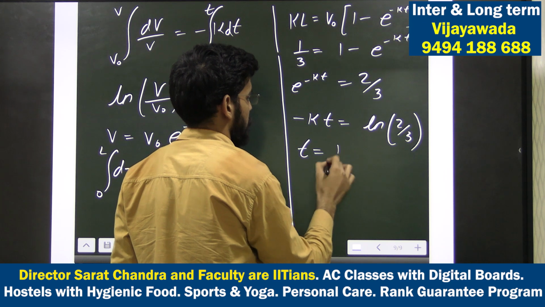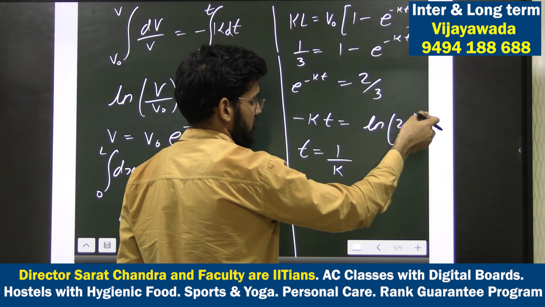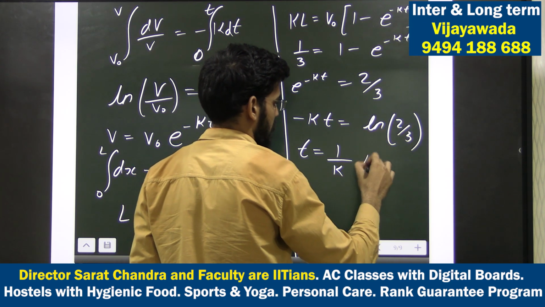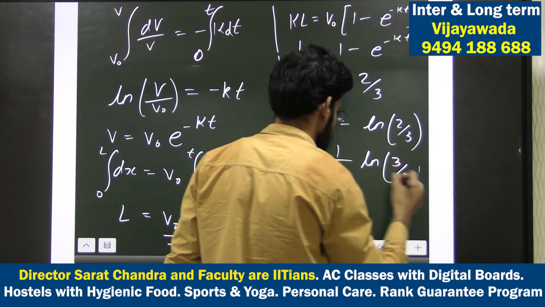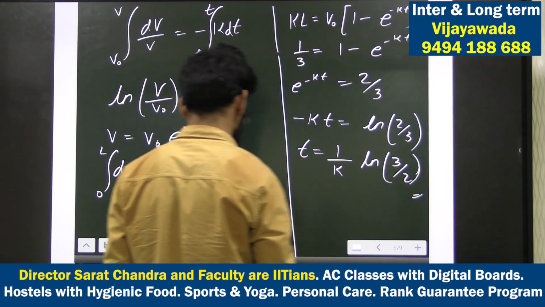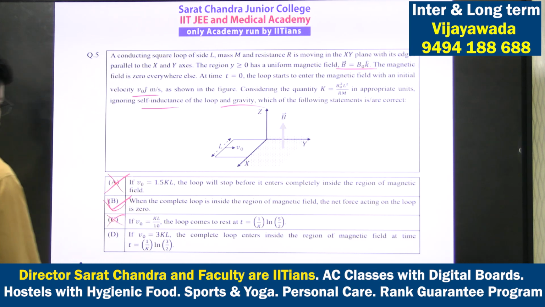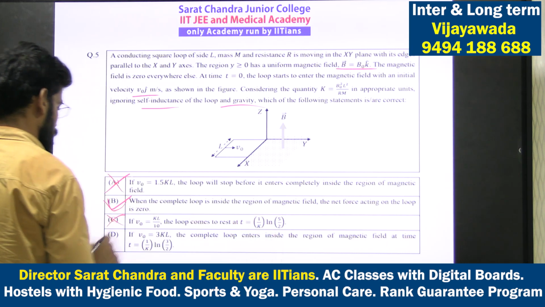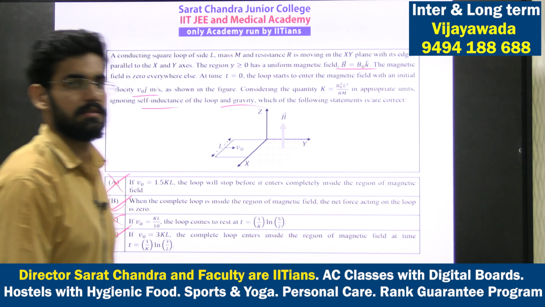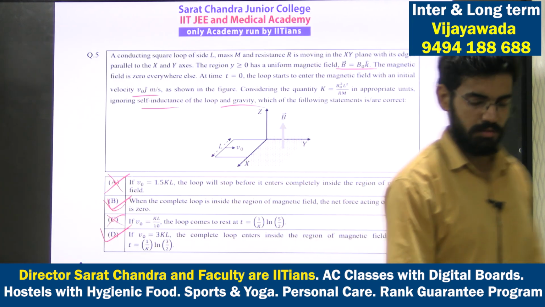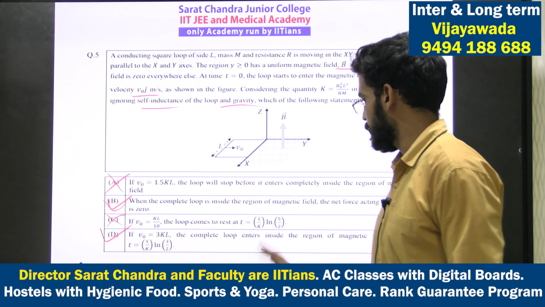So you can say t is equals to 1 by k, minus that side. So minus inside of ln, it got reversed, ln of 3 by 2. Is this given? 1 by k ln 3 by 2. So this is given. So that's why D option is also correct answer. Understood? So I hope you understood.